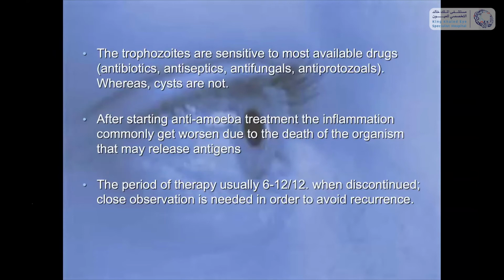The trophozoites are sensitive to most available drugs, antibiotics, antiseptics, antifungal, antiprotozoal, but cysts are not. Cyst is very resistant. After starting anti-amoeba treatment, the inflammation commonly gets worse due to the death of the organism and the release of antigens. The period of therapy usually is long, reaching 6 to 12 months. And when discontinued, close observation is needed to avoid the recurrence.